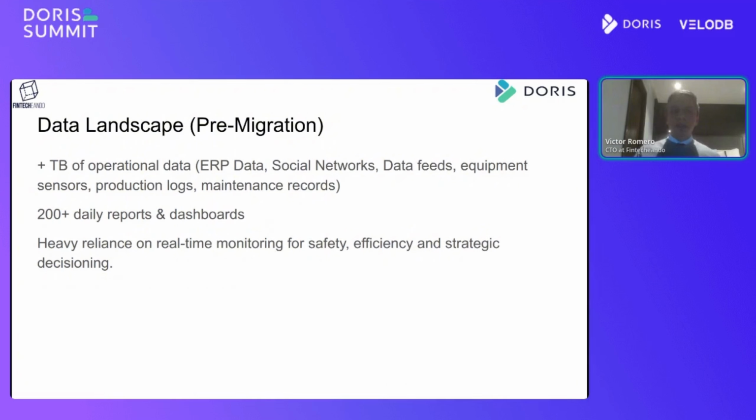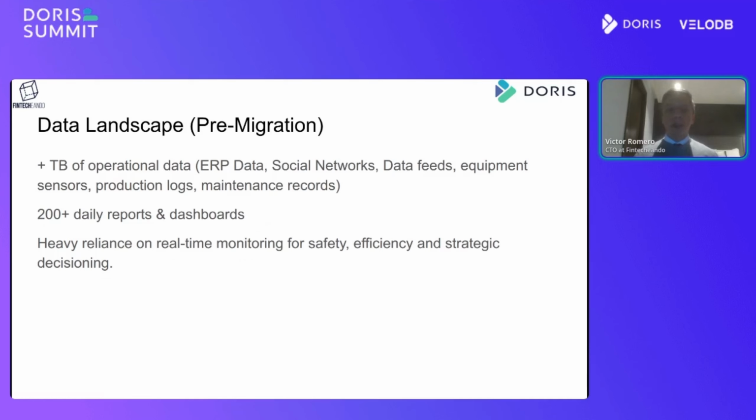Also, they have more than 5 terabytes of operational data produced by the ERP, the social networks, the data feeds, the equipment sensors, the production logs, and also the maintenance records. These come from the cars, from the mining machines, and also it is produced by the logistics, all the information that is requested from the customers, from the distribution centers. So this data is produced everywhere at any time.